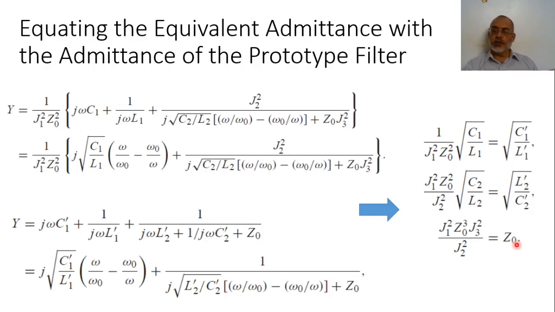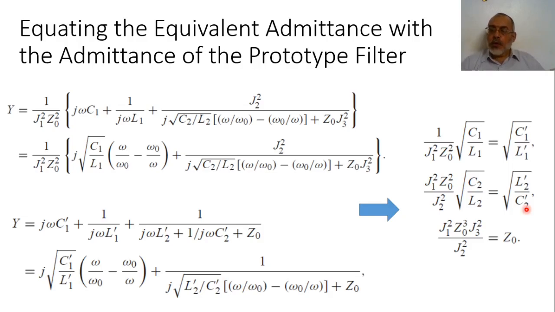What is the advantage of this? Actually, the advantage of these equations is that they relate the values of the inverters J1, J2, and J3 and the values of the equivalent LC circuits for the transmission line sections between the inverters to the values of the LC circuits of the bandpass prototype filter.